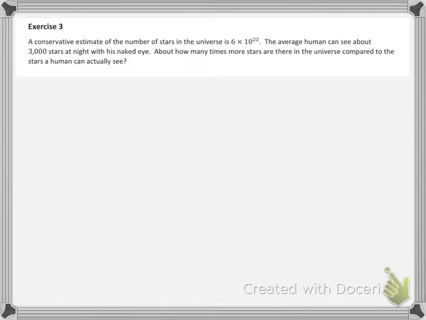All right, exercise 3. A conservative estimate of the number of stars in the universe is 6 times 10 to the 22nd power. The average human can see about 3,000 stars at night with his naked eye. About how many times more stars are there in the universe compared to the stars a human can actually see? Okay, so we're going to take our 6 times 10 to the 22nd power, and we'll write that down.